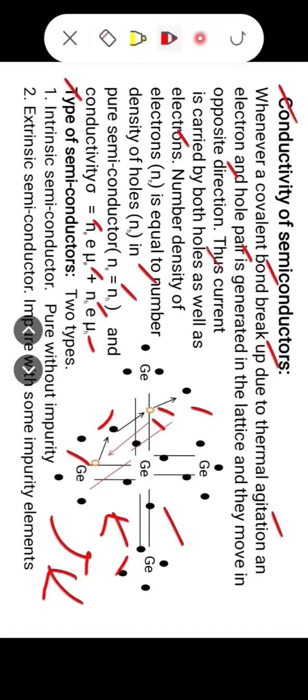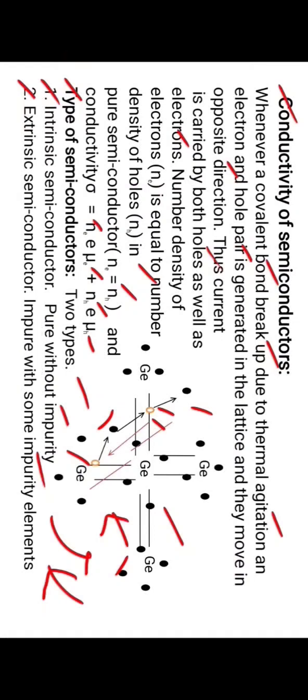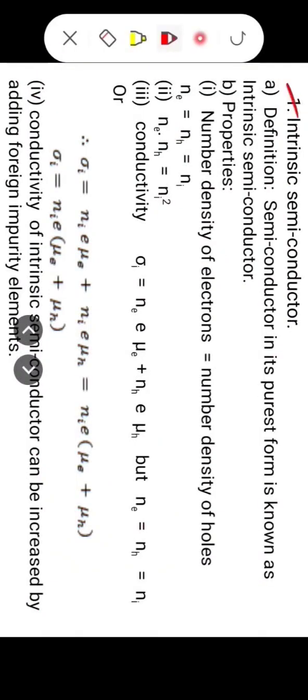Now types of semiconductors. There are two types of semiconductors. Number one, intrinsic semiconductors, which are pure without impurity, and number two, extrinsic semiconductors, which are impure and are with some impurity elements. Now we take up one by one. First we take up intrinsic semiconductor. First, the definition: semiconductor in its purest form is known as intrinsic semiconductor.